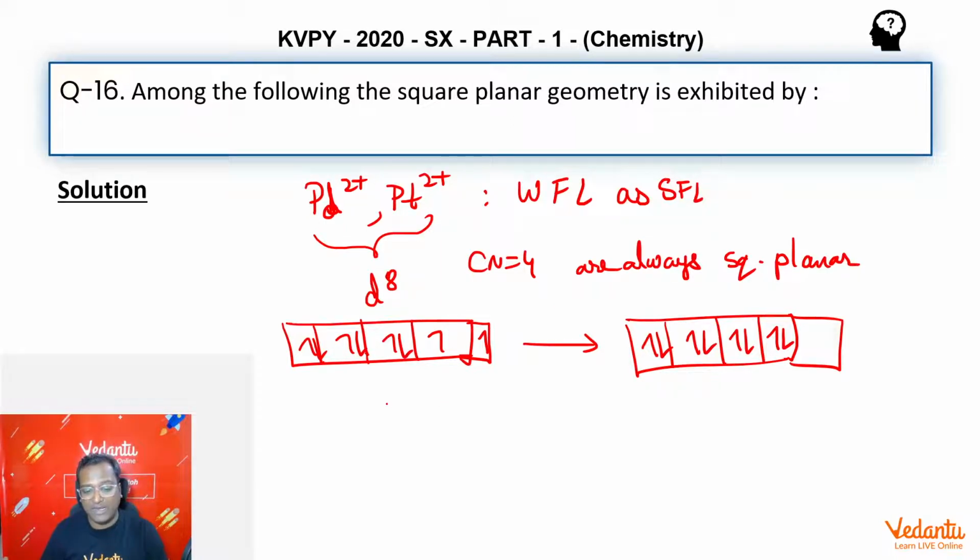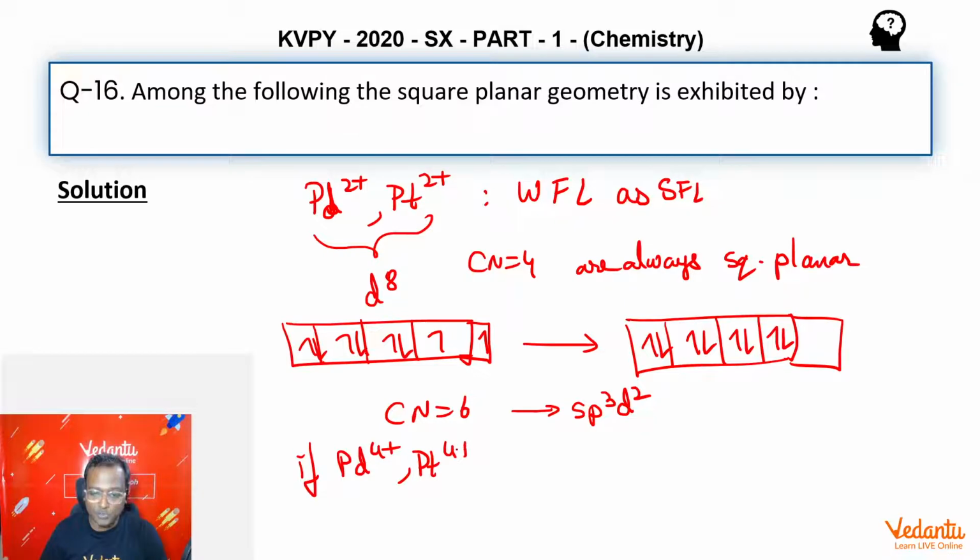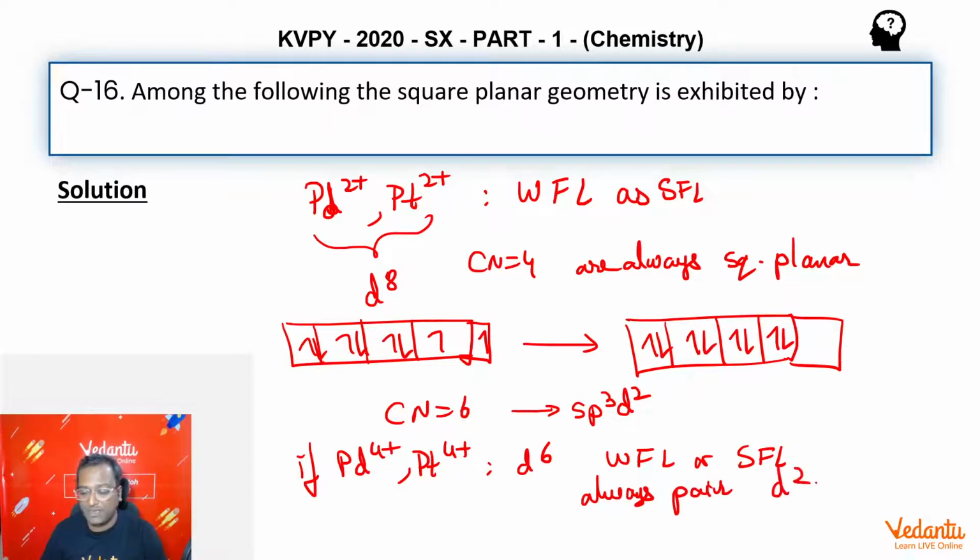Now, what about their coordination number 6 complexes? Do you see that even if I've paired all the electrons in platinum 2+ and palladium 2+, I cannot form d2sp3. There are no empty d orbitals. So when it is coordination number 6, this will definitely be sp3d2. But if we now have palladium 4+ and platinum 4+, which will be a d6 system, the same thing is valid whether you have a weak field ligand or a strong field ligand, it will always pair. Then the answer will be d2sp3.